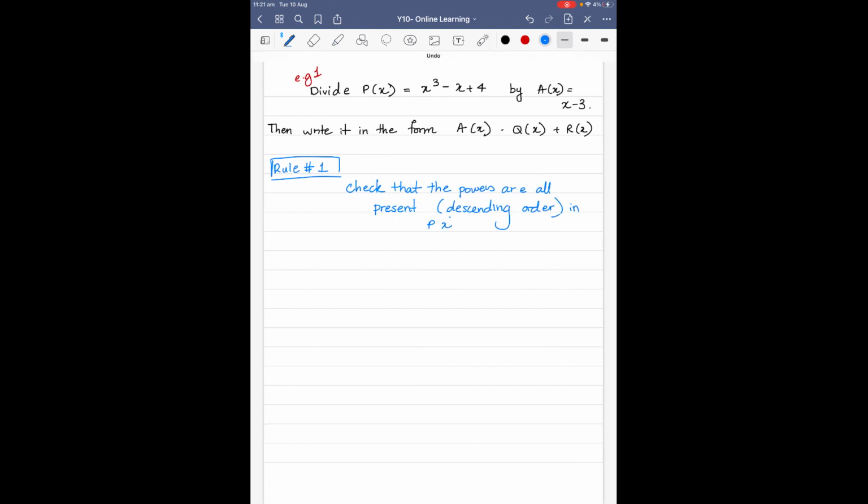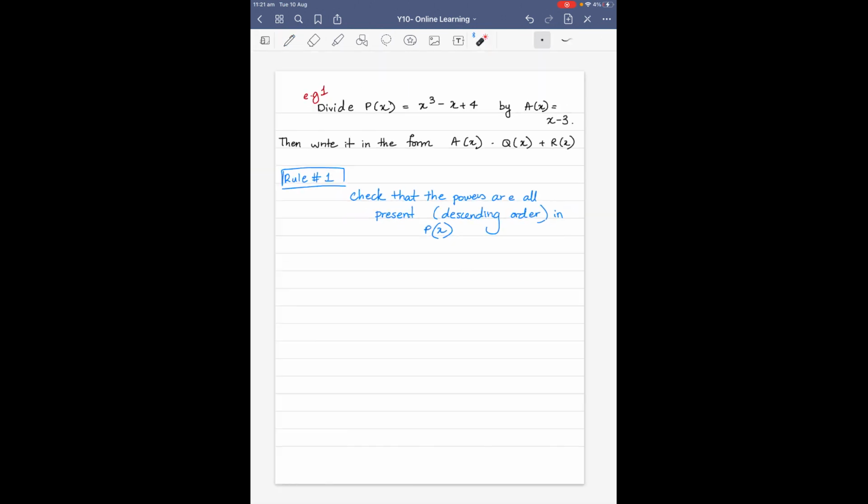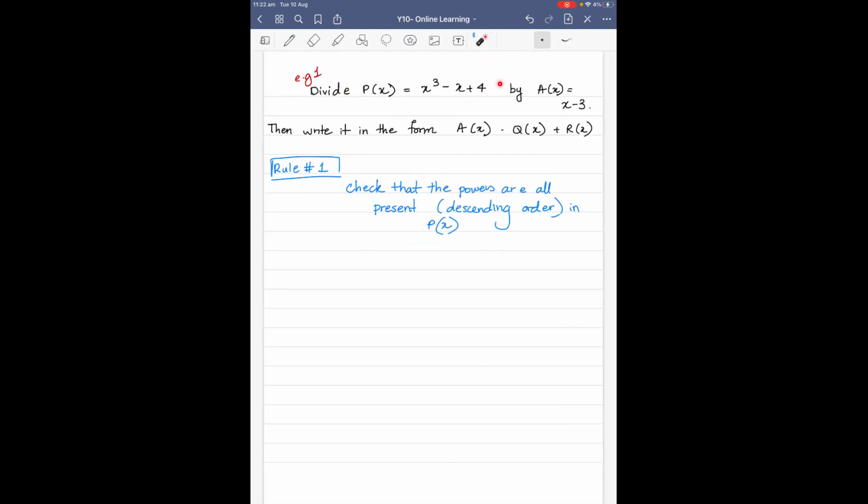in Px. What this means is, if we have a look at this one here, Px, we can see the power of this is 3, the power of this is 1, and the power of this is basically nothing.